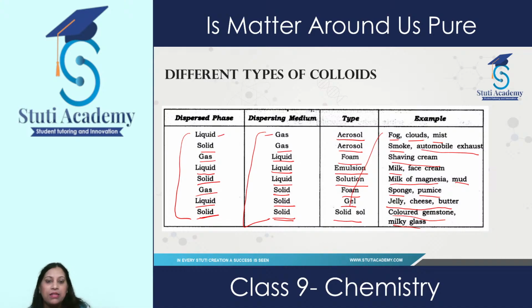So just learn these examples along with the dispersed phase and medium, because generally this question comes for 1 mark. Identify the dispersed phase and the medium in the given example, or identify which type of colloid this is. So you need to write which phase this is, which medium is present, what type of colloid it is, and the example. So you need to learn this.